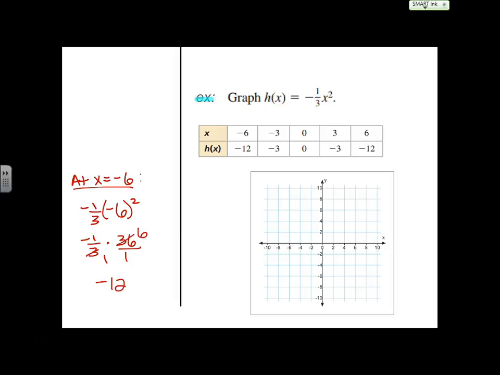Does that make sense? But hold on, what's 3 into 36? 1 and 12, right? We can reduce 36 over 3 to be 12. We end up with negative 12 as our final answer.